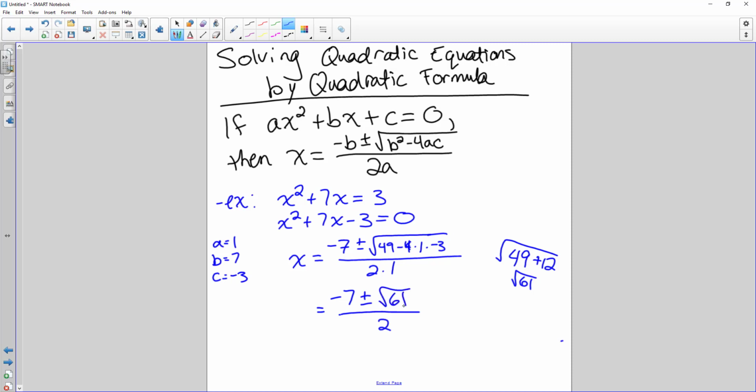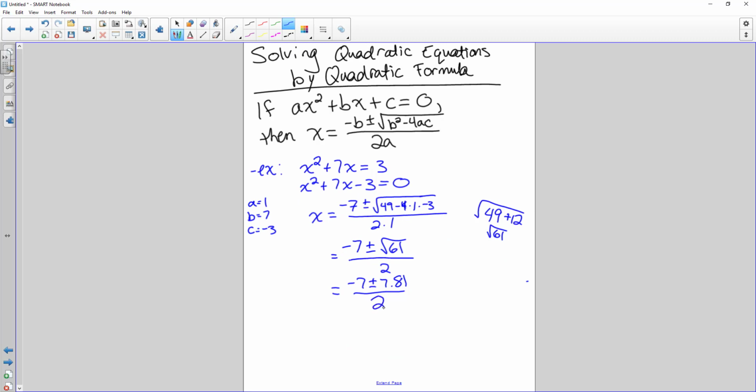Now, I can't really simplify much more right here. So let's do the square root of 61 to get an approximation. Square root of 61 is about 7.81 over 2. So this is two different answers, that plus or minus. This means negative 7 plus 7.81 divided by 2, and negative 7 minus 7.81, all divided by 2.